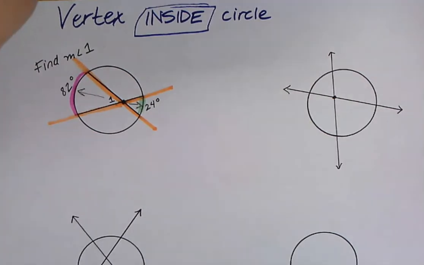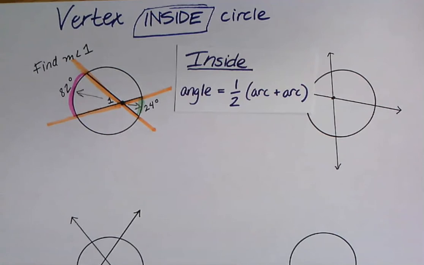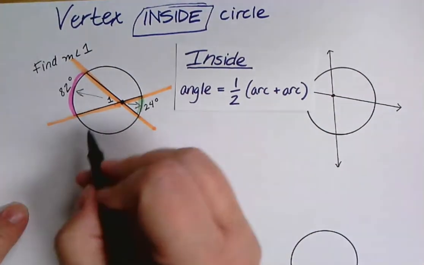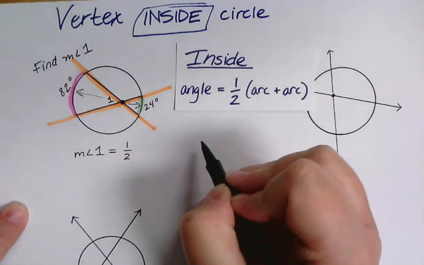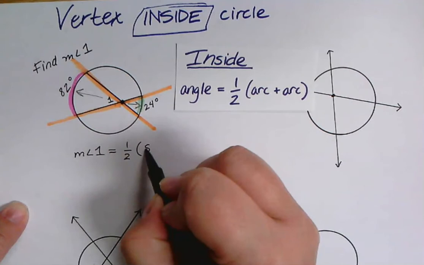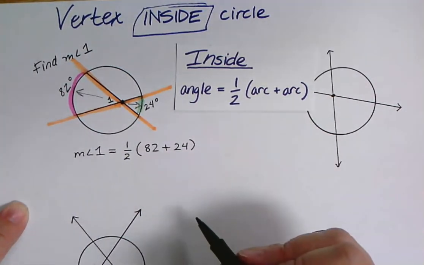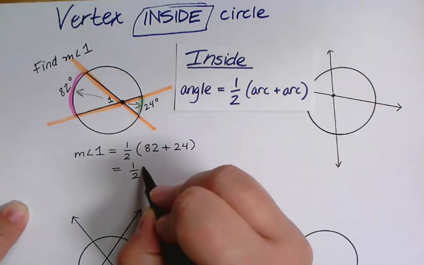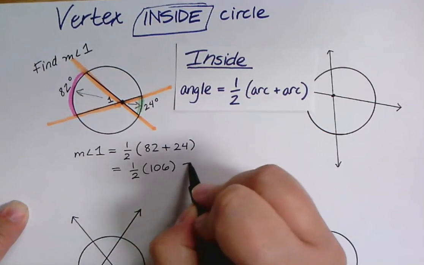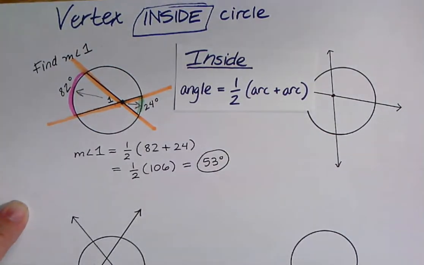So right here, I'm going to take my equation, which is the angle is half the sum of the two arcs. And I'm going to say, all right, then this measure of angle 1 has to be half, it's always half, the sum of the two arcs, 82 plus 24. With addition, it doesn't matter what order we add in, we can do it in either order. So I'm going to add 82 plus 24, and that gives me 106. Half of 106 is 53, and that's my answer. So that's a very straightforward example of a problem like this.